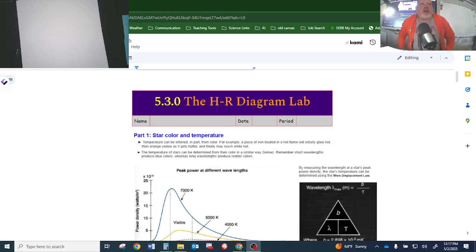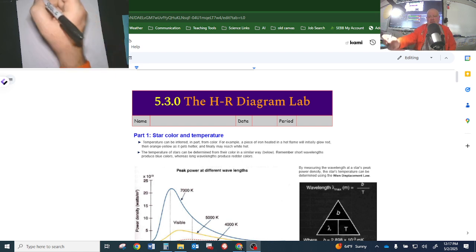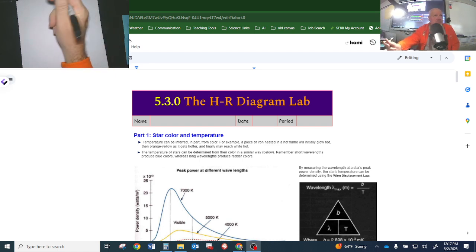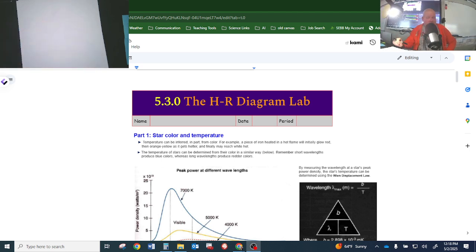Okay, I know that some of my juniors are going to be out testing next week, and we're doing a difficult part of the HR diagram lab, 5.3.0. I'm going to apologize first of all.